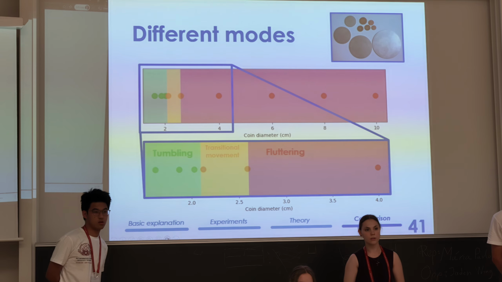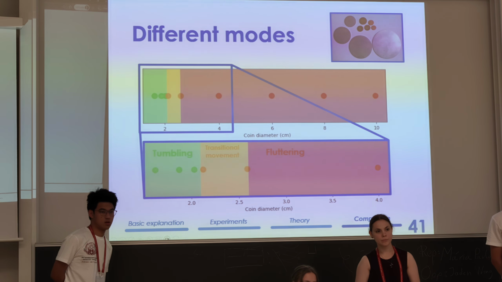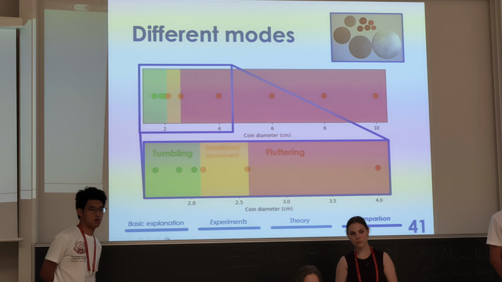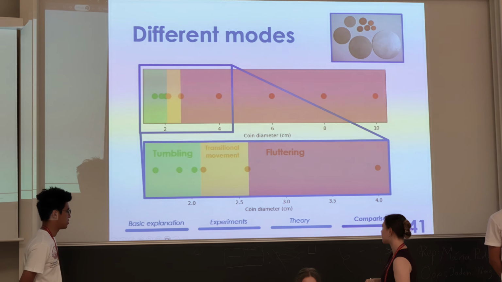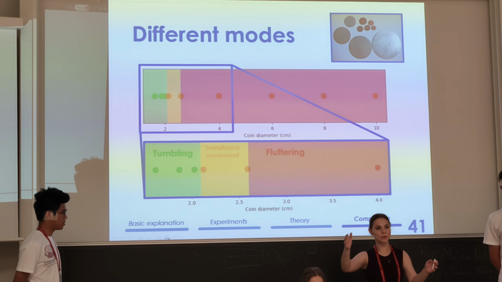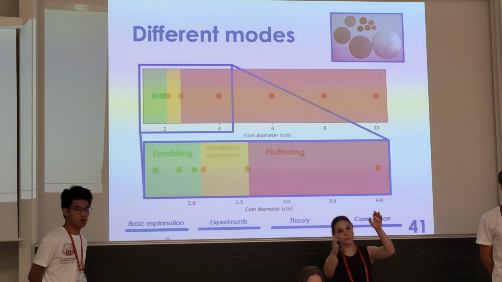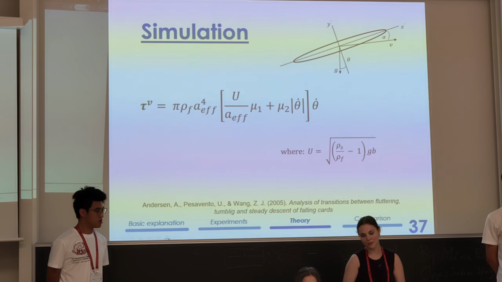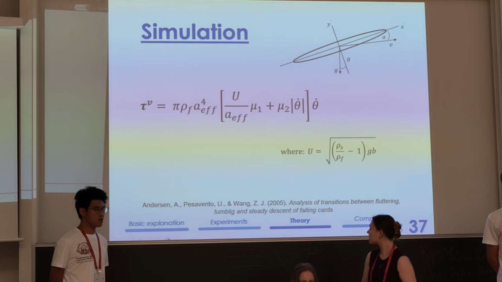The question is what makes that? Why does that happen right at that point? Well, because with the changing coin diameter, the dissipative torque is different, and it stops the movement. Okay. Next.